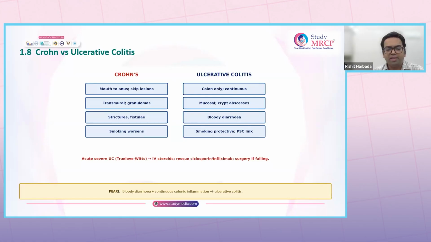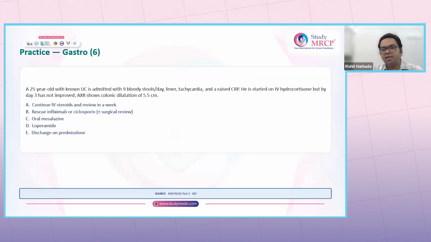Patient has severe ulcerative colitis and the colonic diameter is more than 6 centimeters. If you do an X-ray and the colonic diameter is more than 6 centimeters, toxic megacolon, urgent decompression and surgery is required. And if the fecal calprotectin is raised, it's going to be suggestive of inflammatory bowel disease.